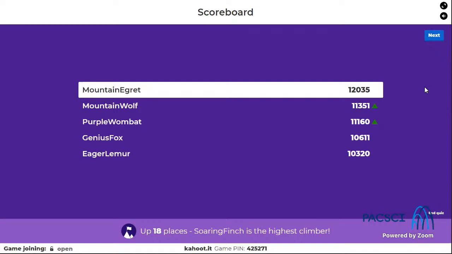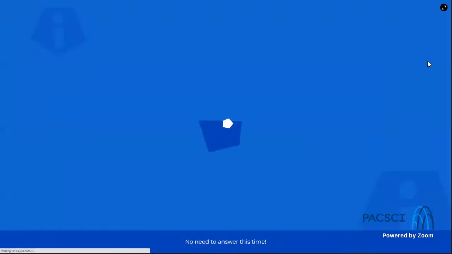Okay, how does that do for our leaderboard? Mountain Egret stays up there and Mountain Wolf right next to it. All right, well done. Genius Fox dropped down a little bit, but Soaring Finch is up 18 places. That's the highest climber right now. Well done.